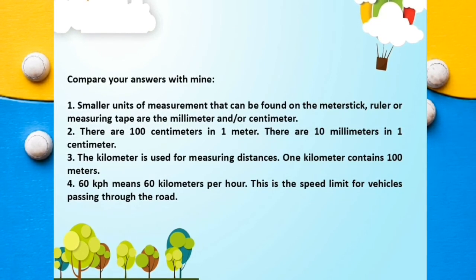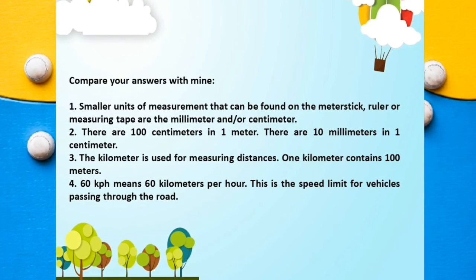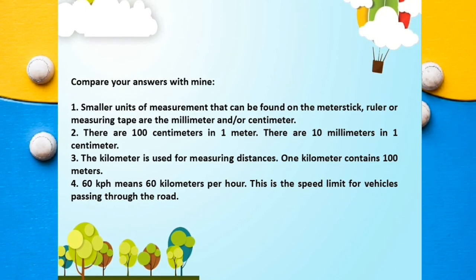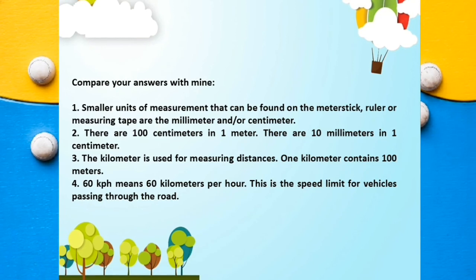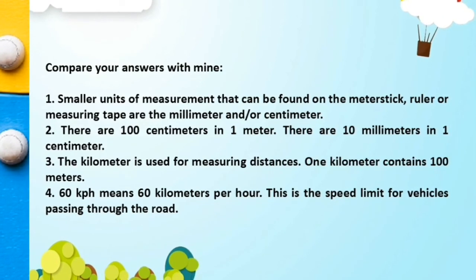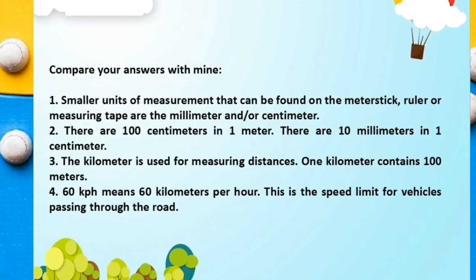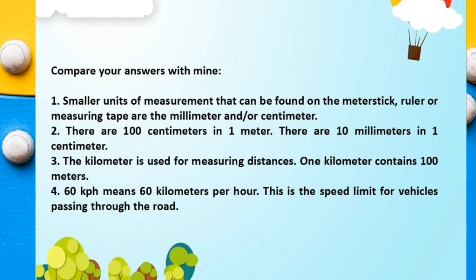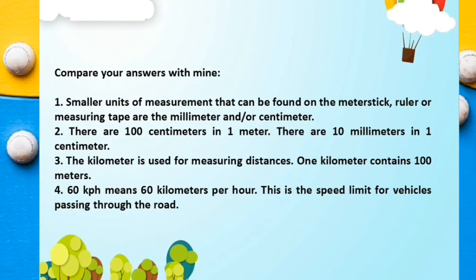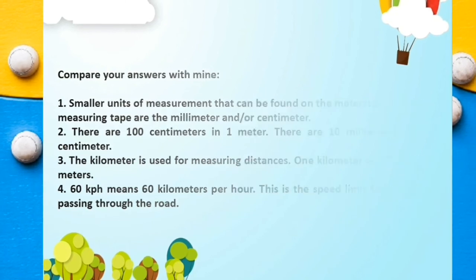Compare your answers with mine. So these are our answers. Number 1, smaller units of measurement that can be found on a meter stick, ruler, or measuring tape are the millimeter and centimeter. Number 2, there are 100 centimeters in 1 meter. There are 10 millimeters in 1 centimeter. Number 3, the kilometer is used for measuring distances. 1 kilometer contains 1,000 meters. For number 4, 60 kph means 60 kilometers per hour. So yan ang ibig sabihin ng kph. It is the speed limit for vehicles passing through the road.